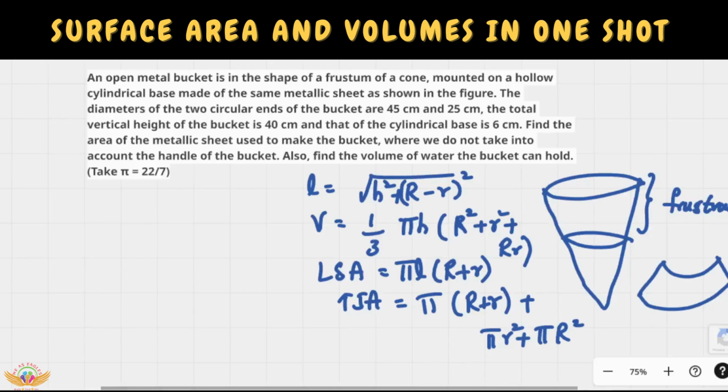So this question is based on the frustum, so let us solve it. If you look at the question, an open metal bucket is in the shape of a frustum of a cone, mounted on a hollow cylindrical base, and it is made of the same metallic sheet. The diameters of the two circular ends of the bucket are 45 and 25 centimeters. The total vertical height of the bucket is 40 centimeters, and we need to find the metallic sheet required to make the bucket, where we do not take account of the handle of the bucket.